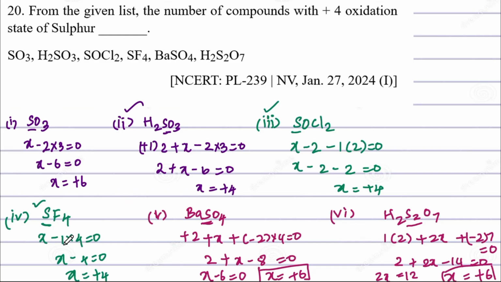So only in 3 compounds the oxidation state of sulfur is plus 4. So the answer is 3. The number of compounds with plus 4 oxidation state is 3.